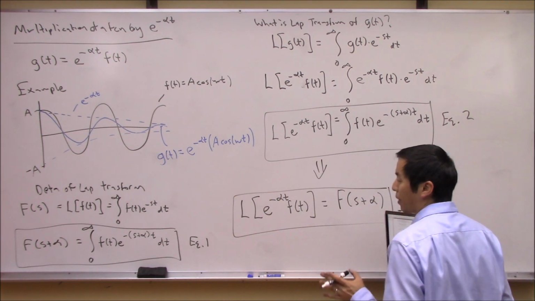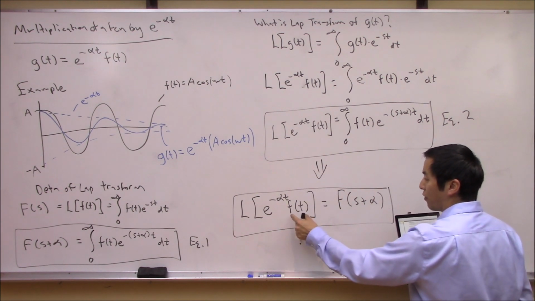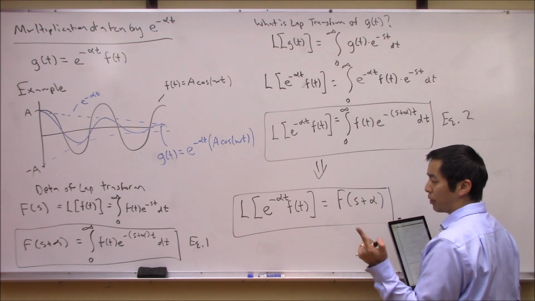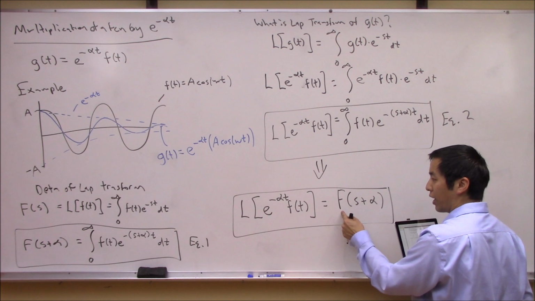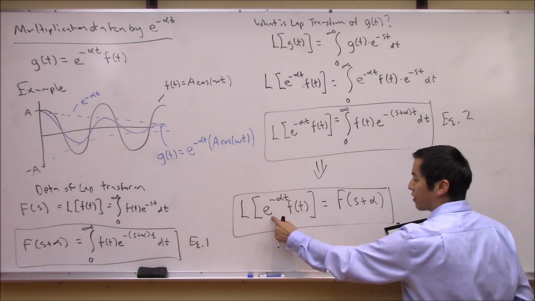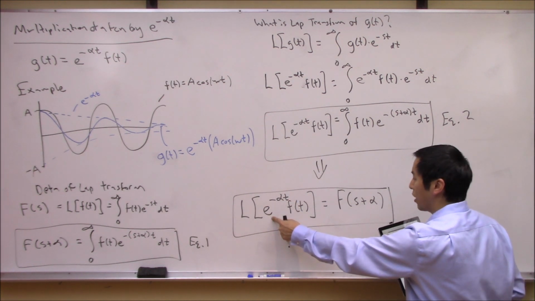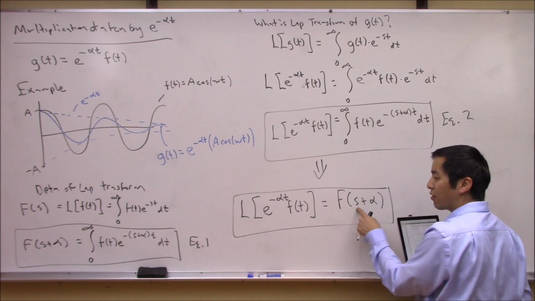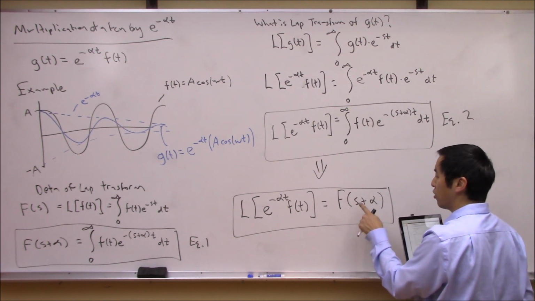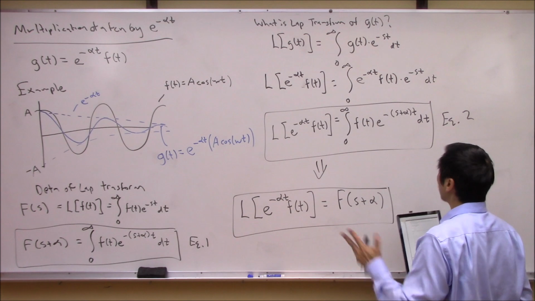This is very powerful, right? It says that if you have a function f of t, and I already know what its Laplace transform is, it's capital F, right? And now all I want to do is have this thing exponentially decay or exponentially increase. Instead of putting in s as the argument over here on the Laplace side, you put in s plus alpha, all right? So very powerful.